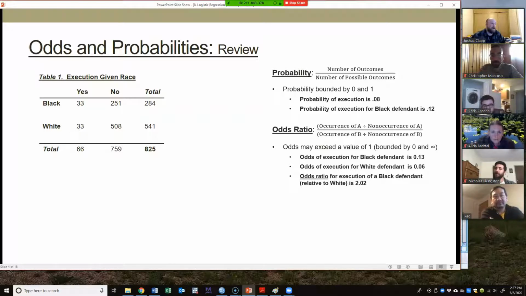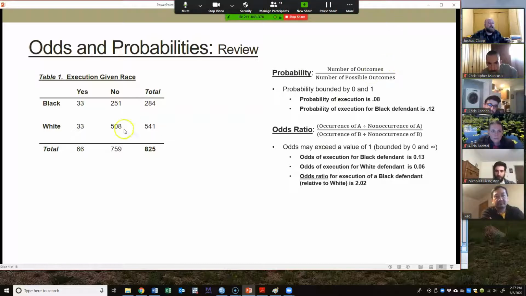Okay, now odds are different than probabilities in that odds can exceed a value of 1. Odds go from 0 to infinity. You can't have negative odds, but they start at 0 and go often to infinity, as opposed to our probabilities that are bounded by 0 and 1.